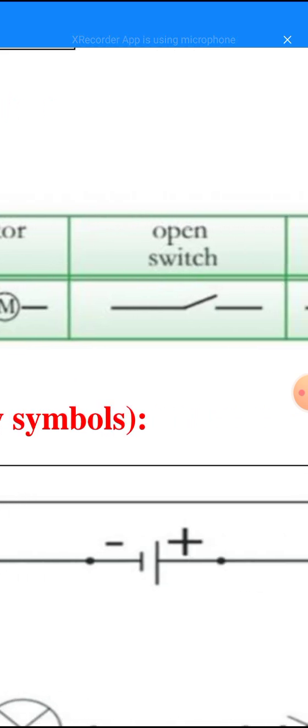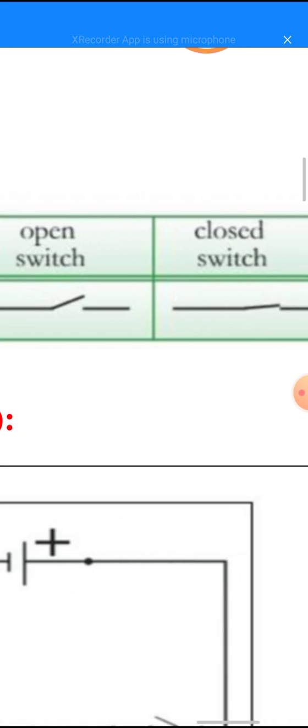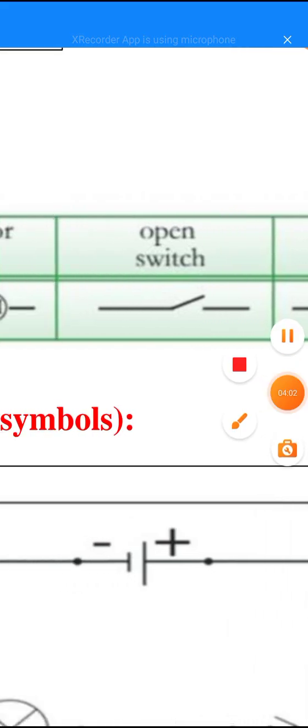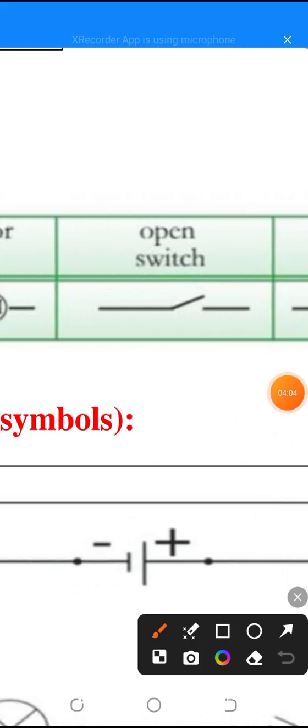We also have a switch. The switch can be open or closed. So the open switch, look how we can draw it. A line, we can put a point. Then we draw like a slide, and then we keep it open, and we draw another line here. So it's the open switch.